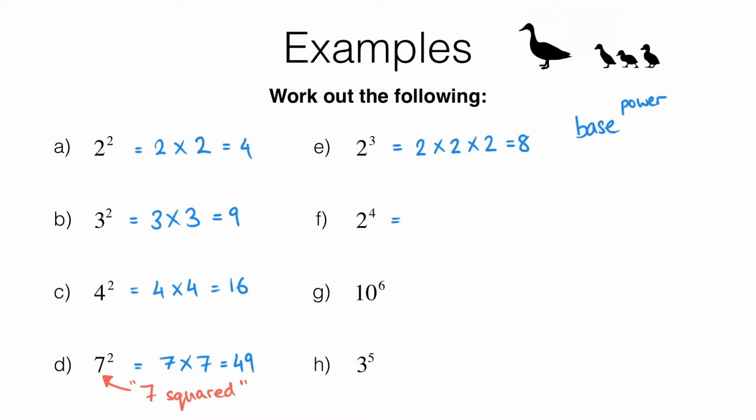Hopefully you've got the hang of this now. 2 to the power of 4 is just going to be 2 times 2 times 2 times 2. And that equals 16. The power of 4 tells me that I've got to multiply 4 of these 2's together. I'm not doing 4 times 2, I'm doing 2 times 2 times 2 times 2. In part G, we've got 10 to the power of 6. So that means I've got 10 times 10 times 10 times 10 times 10 times 10.